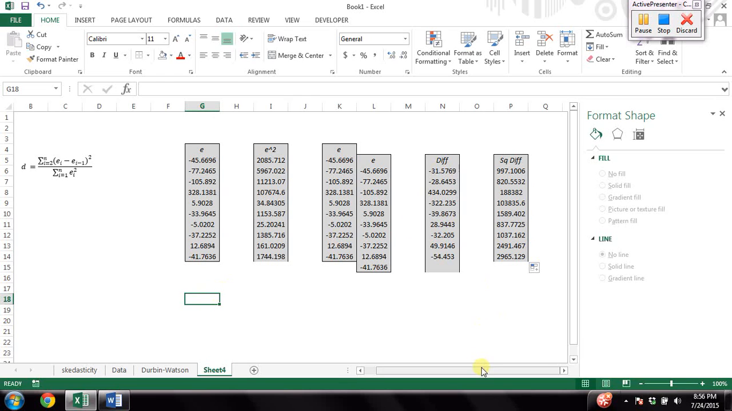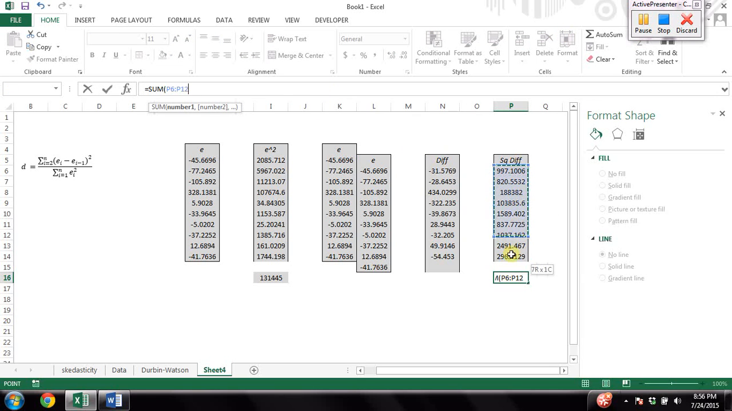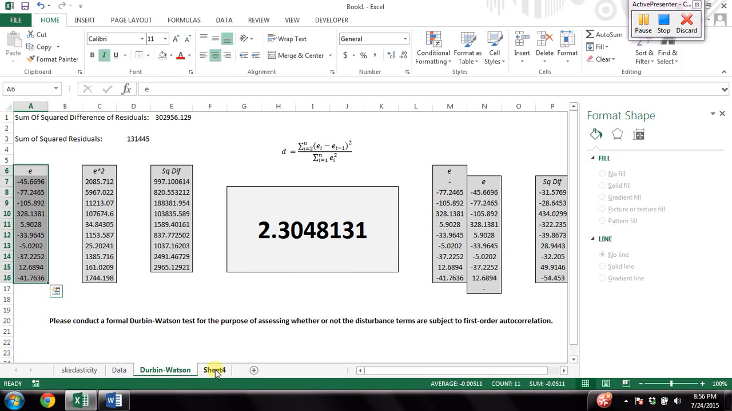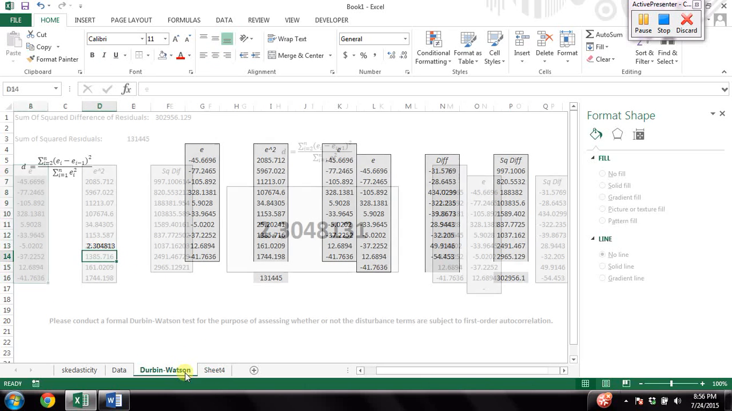Finally, we want to sum this and sum this. So let's put these on the bottom. I just type equals sum, everything that I want to sum here, and then again equals sum, everything I want to sum. Now, this is the numerator, this is the denominator, so I'll solve for D. And sure enough, we get what we had here, 2.304813.